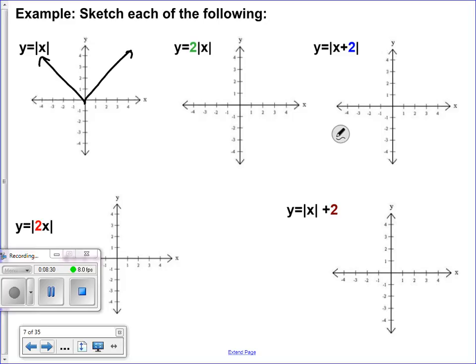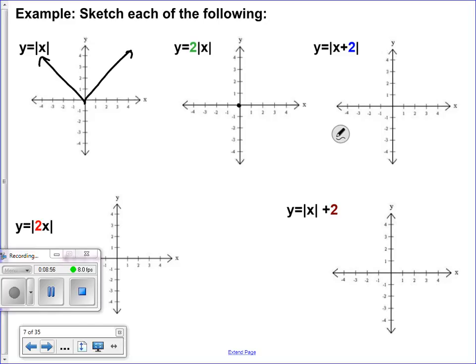So the absolute value of x, we know what that looks like. What is putting a 2 out front going to do to the graph? Yeah, it's going to stretch it vertically. It's going to double all the old y coordinates. So if you had some points on here, you can keep the x coordinates and just double the y coordinates. So 0, 0 is going to stay 0, 0. Like here I had the point 1, 1.